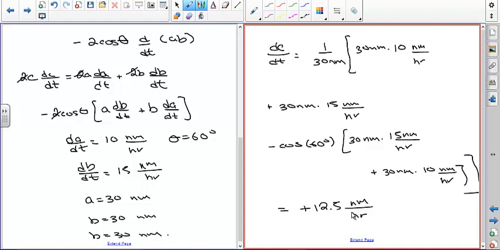So I got 12.5 nautical miles per hour. Anybody get that? Yep. So it makes sense, it should be getting bigger. So at least the sign's correct.